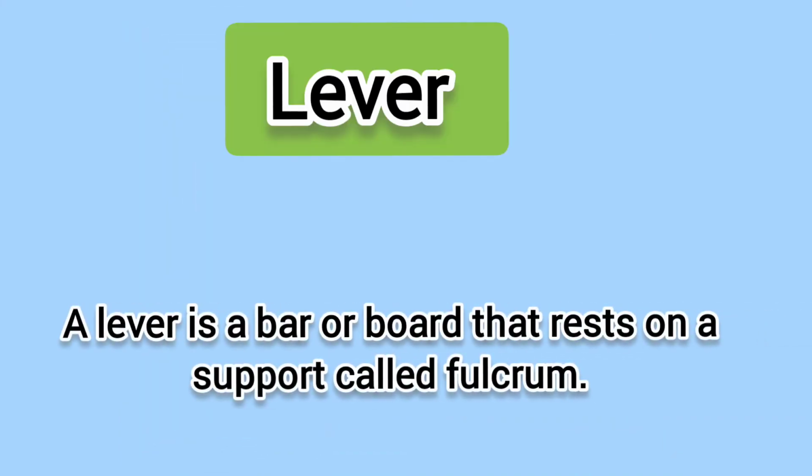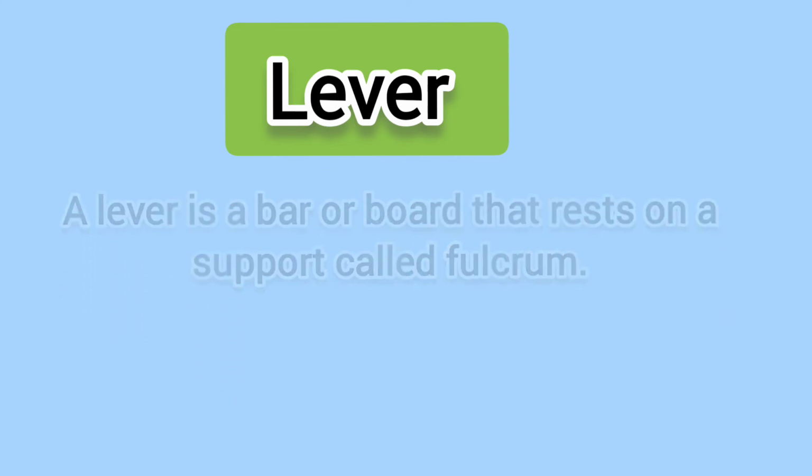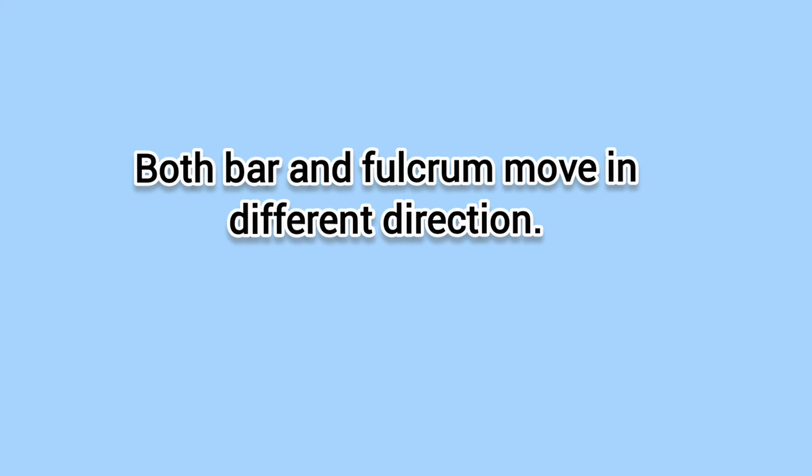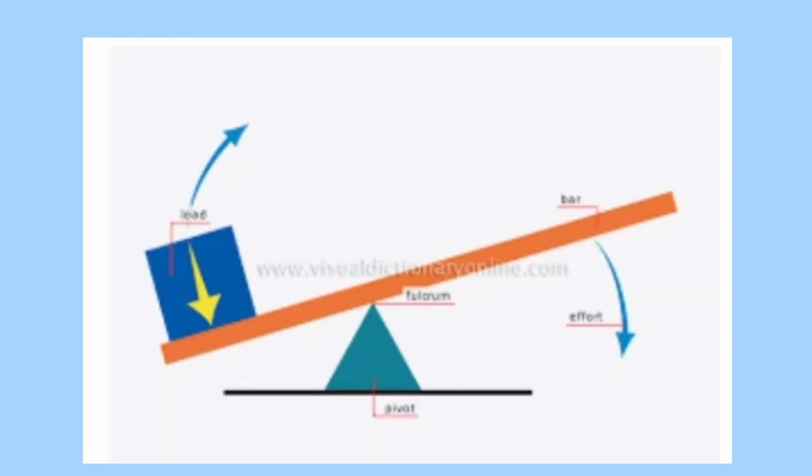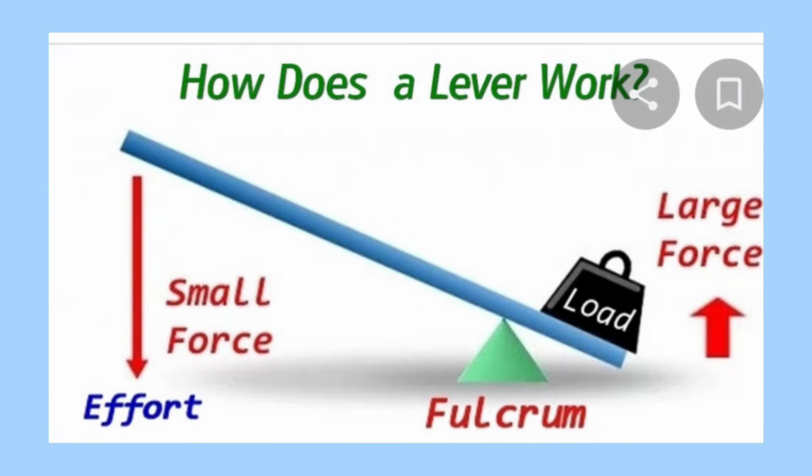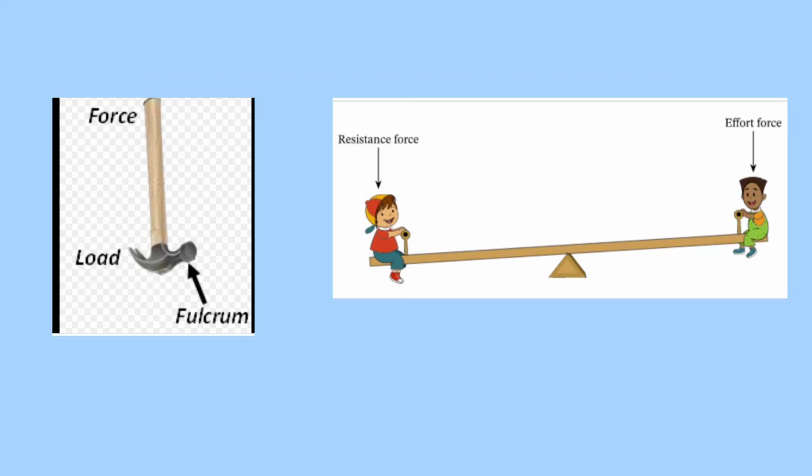Lever. A lever is a bar or board that rests on a support called a fulcrum. Both bar and fulcrum move in different directions. If we apply force in one direction, then the pivot forces in the opposite direction. Here the force and distance are inversely proportional to each other. If the force is increased or decreased, it depends on the distance. Hammer and seesaw are examples of levers.